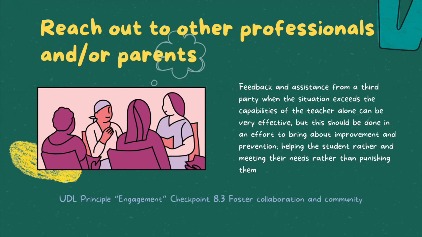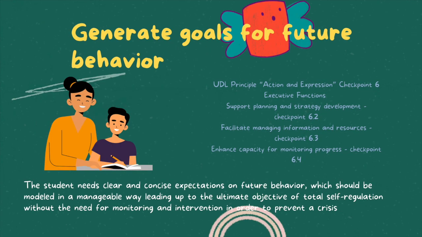Next, you want to reach out to other professionals and or parents. Feedback and assistance from a third party when the situation exceeds the capabilities of the teacher alone can be very effective, but it should exclusively be done in an effort to bring about improvement and prevention. You want to help the student. You don't want to punish them. You want to meet their needs. This would fall under UDL Principal Engagement, Checkpoint 8.3, foster collaboration and community.